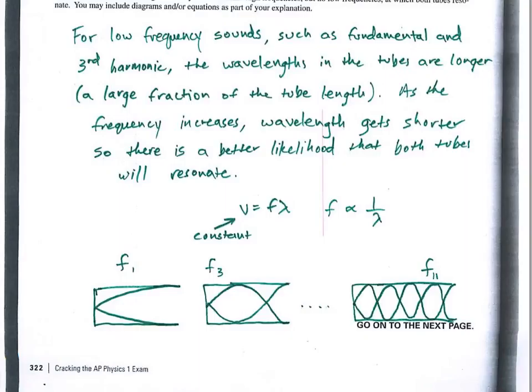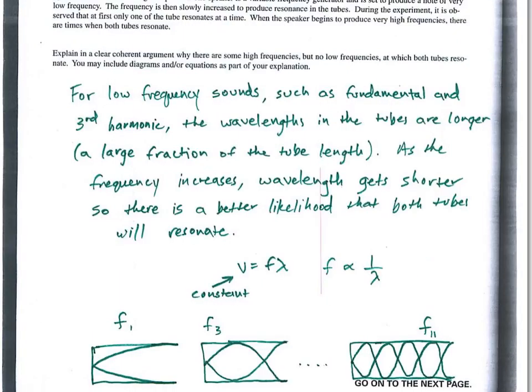But when we look at the fundamental frequency F1 or F3, because of the longer wavelengths and not knowing the exact relationship between the lengths of the tubes, there's not as great a likelihood that they're going to both resonate at the same time. So basically, for low frequency sounds such as the fundamental and the third harmonic, the wavelengths in the tubes are longer. In other words, they're a large fraction of the tube length. As the frequency increases, the wavelength gets shorter, so there is a better likelihood that both tubes will resonate. Now, that's the physics behind it.